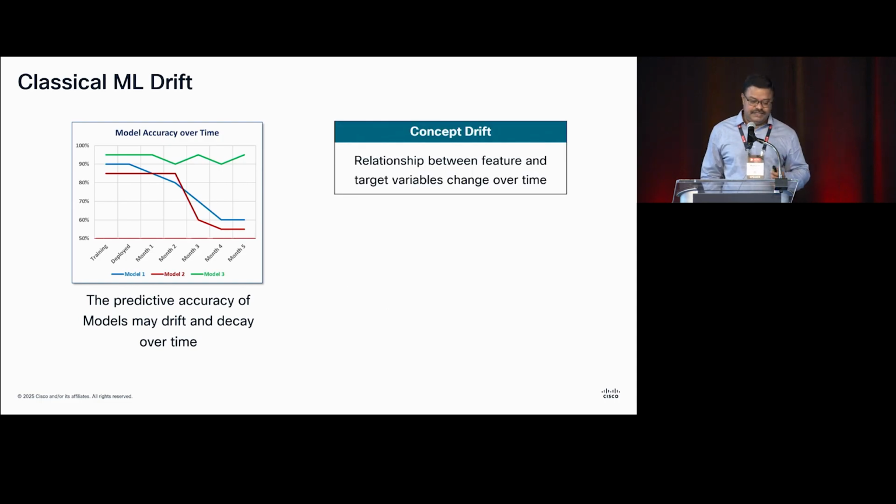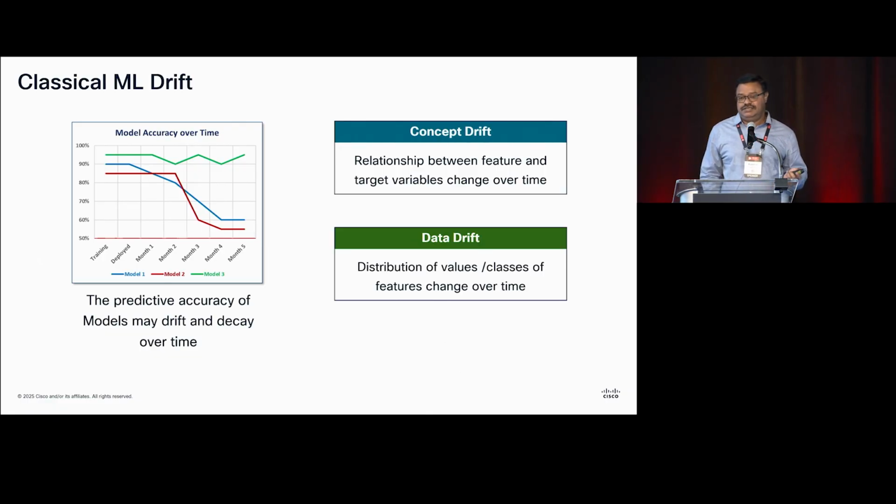There are two types of drift there. The concept drift, where the relationships between the feature and target variables change over time. This is a problem with how the model has built the relationships. Or sometimes it's data drift, which is where the incoming data distributions have changed over time.